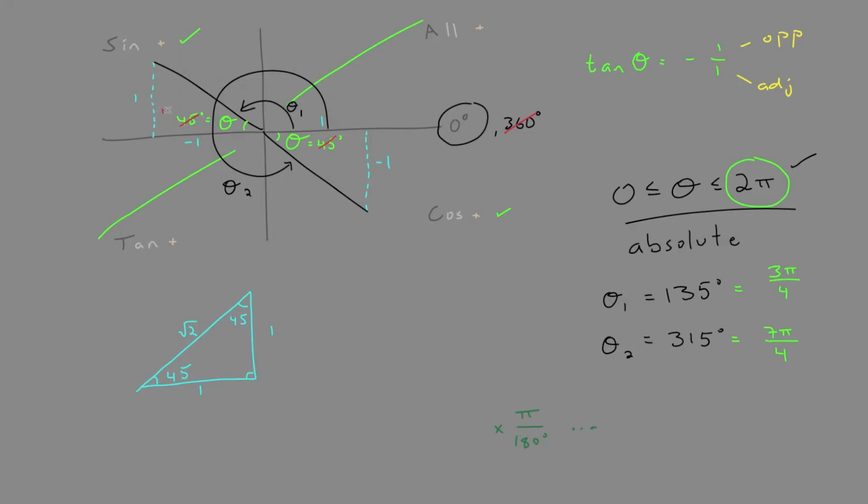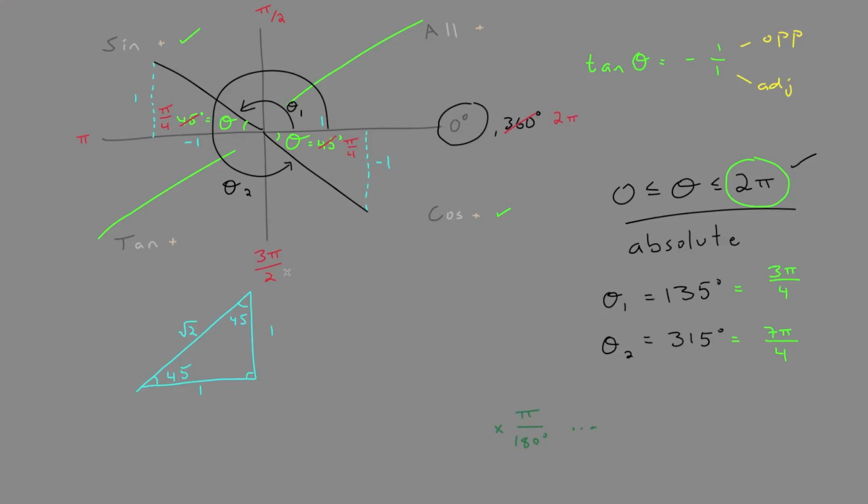We know 45 degrees is pi over 4. And we know 360 is 2 pi. 90 degrees is pi over 2. 180 degrees is pi. 270 degrees is 3 pi over 2. Remember, pi is 180 degrees, so 3 times 180 divided by 2 is 270.